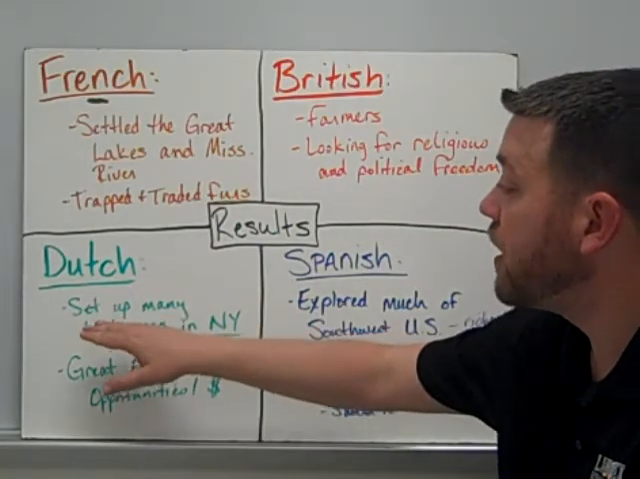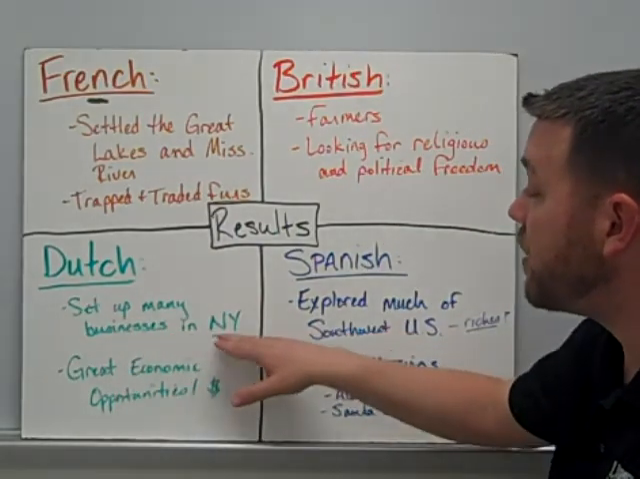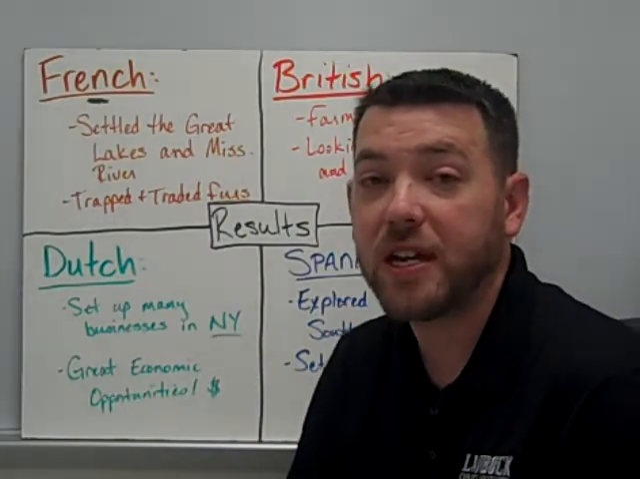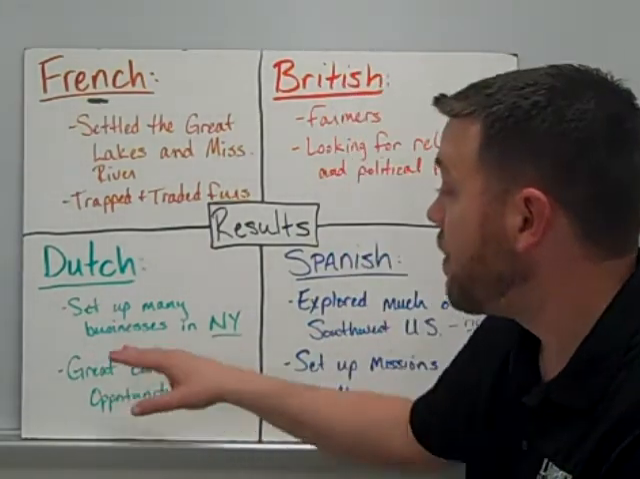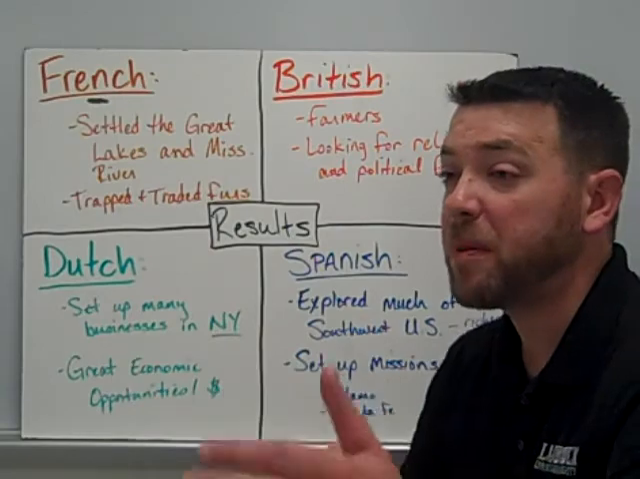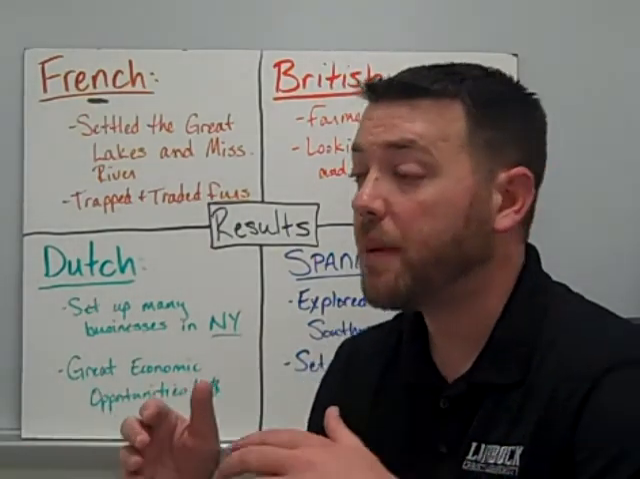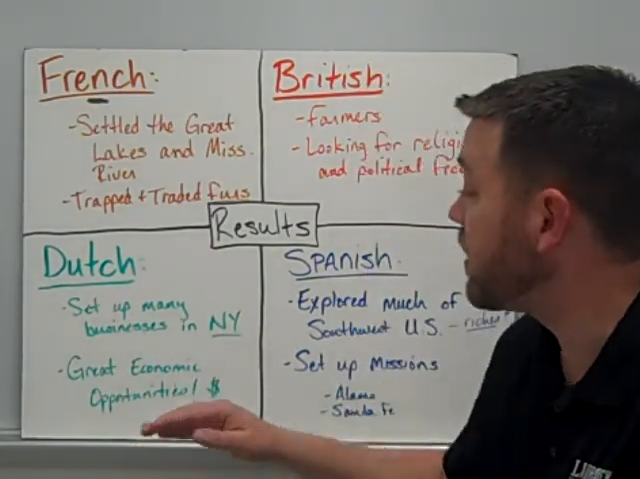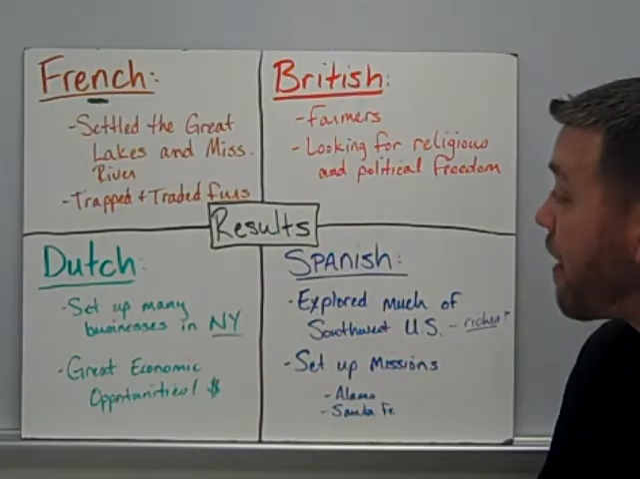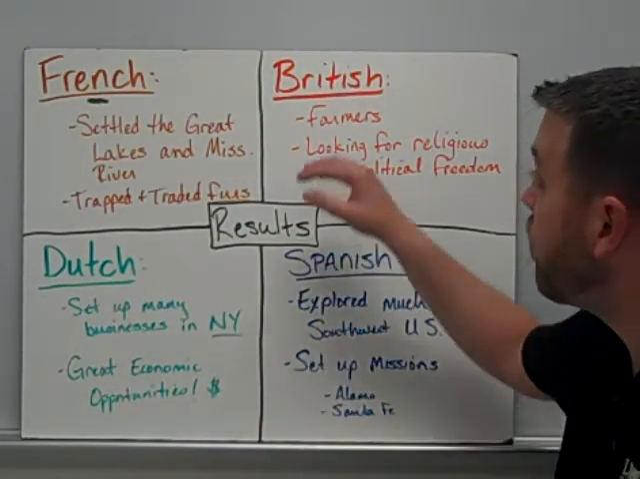The Dutch set up many businesses in New York, and they established it as New Amsterdam. They set up businesses, shipping business, trading business, shipbuilding businesses. And they saw great economic opportunities in this new world.